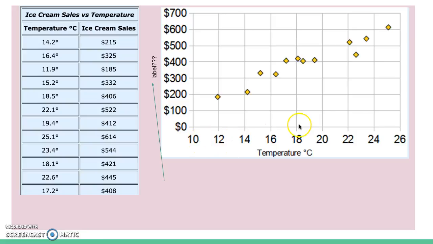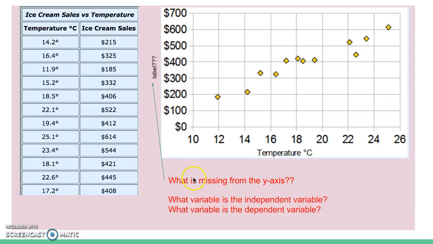So you'll see, here's the scatter plot. It tends to also have a linear relationship. Not exactly a line, but we could draw what we call a line of best fit, which we'll talk about later in this section. Be careful though, what's missing from this y-axis? There's no label there. So you would want to have ice cream sales in dollars. It's very important that you label everything on your graph.